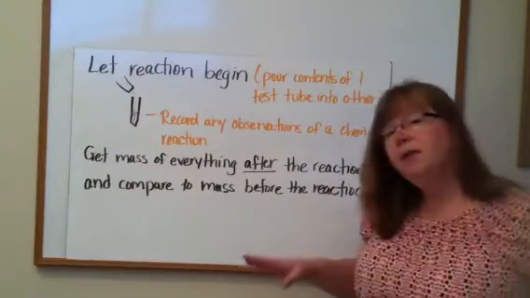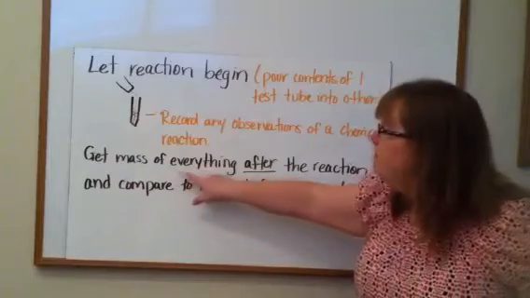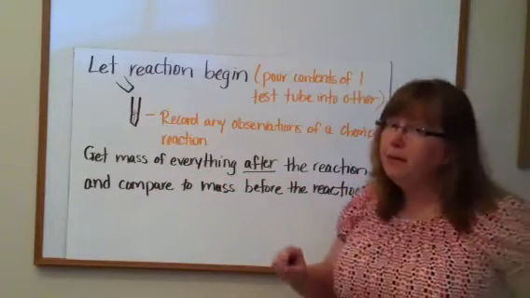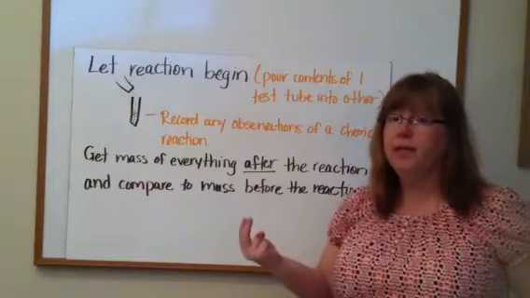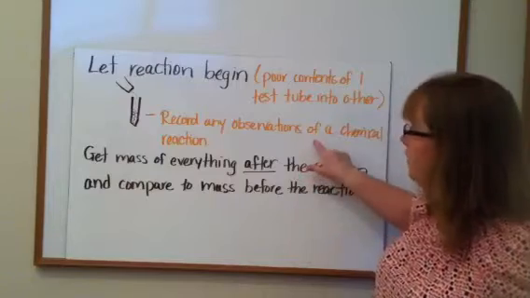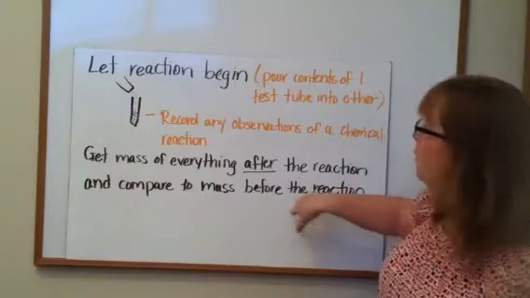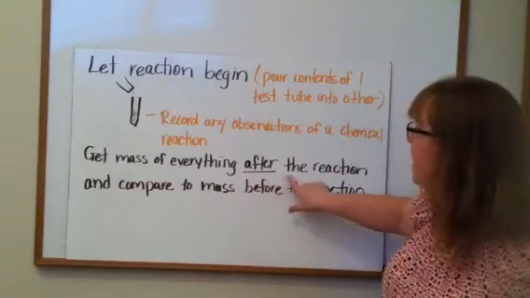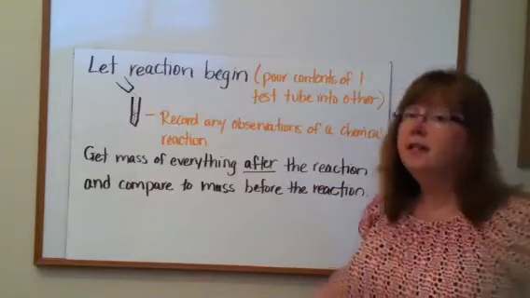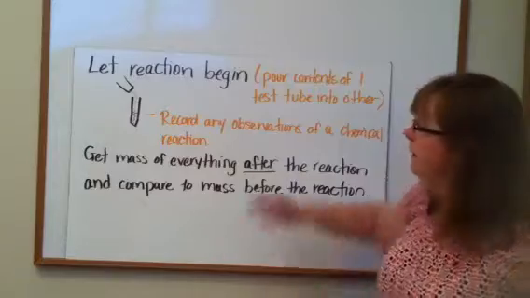Now, after they're done reacting, I want you to get the mass of everything after the reaction. So remember, you're going to need to get the mass of both of the test tubes and then the contents that are in that one test tube. So you're going to compare this mass after the reaction to the mass before the reaction to see if mass was conserved. And then we're going to do it all again with a separate reaction.